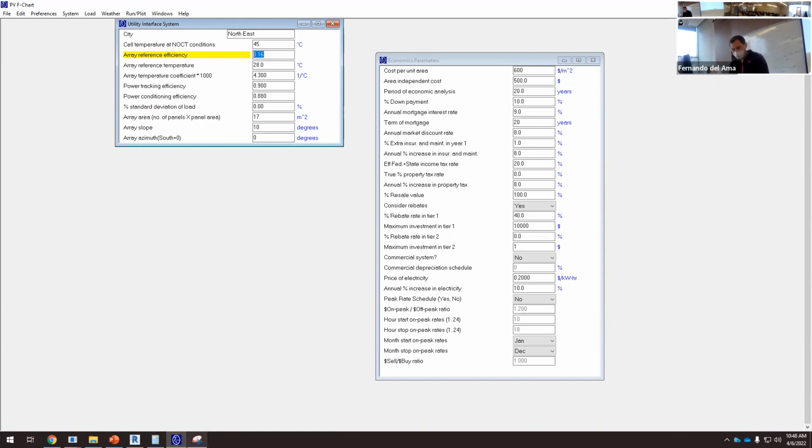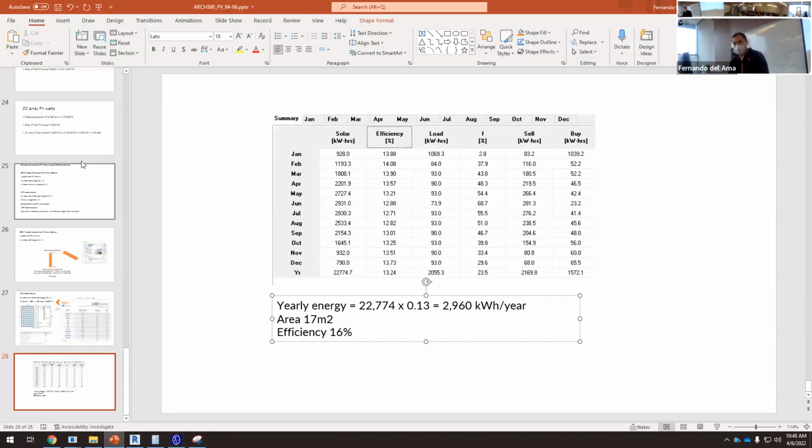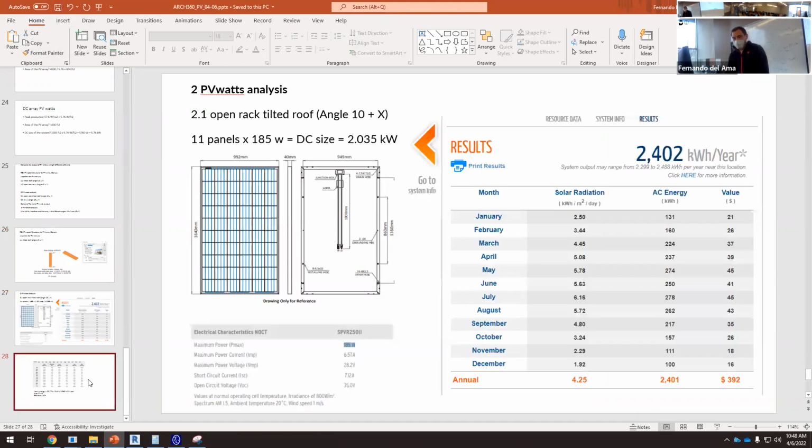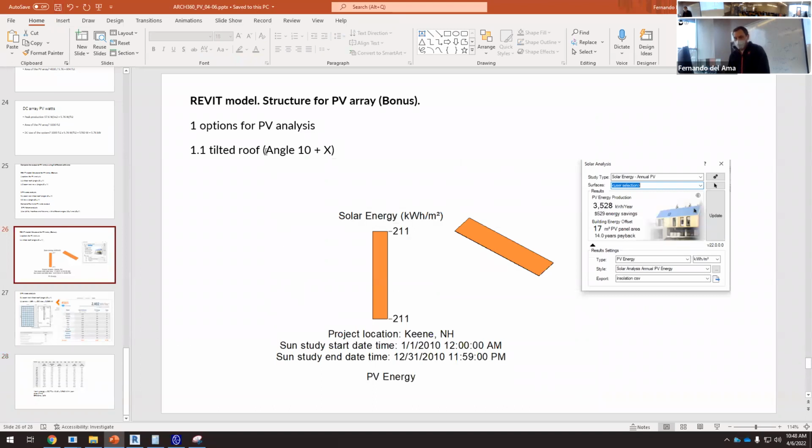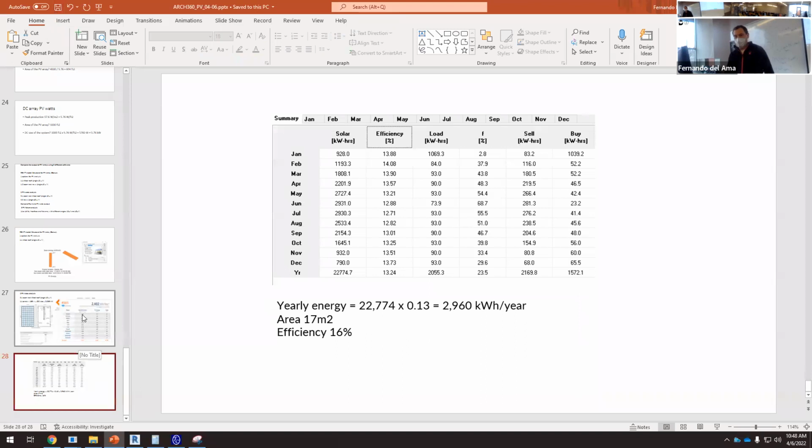Well, we ran out of time, but that would be the final result of this exercise, comparing 3 different software, but we need to understand the inputs, and then we need to understand the outputs of this. Okay.